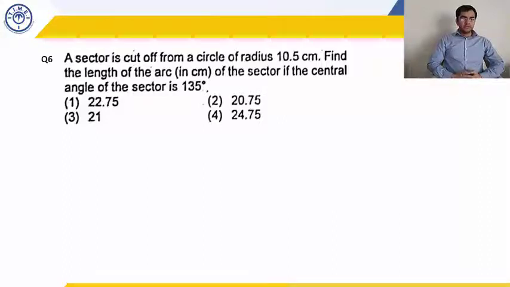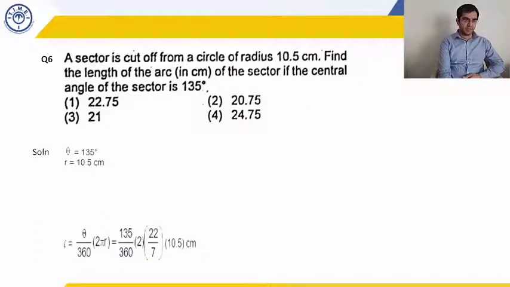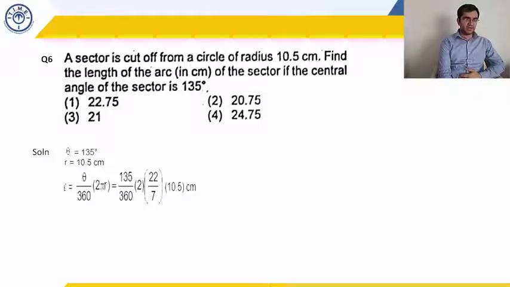Okay, let's solve. So we know that the length of arc is given by 2 pi r theta by 360, where theta is 135 and r is 10.5. So we fit in the values of theta, r, and put pi equal to 22 divided by 7. You solve this calculation, and since the value of r was in centimeters, the length of arc would also be in centimeters, and you would get the answer as 24.75 centimeters. That is option number 4. Very straightforward, one formula and you have the answer.